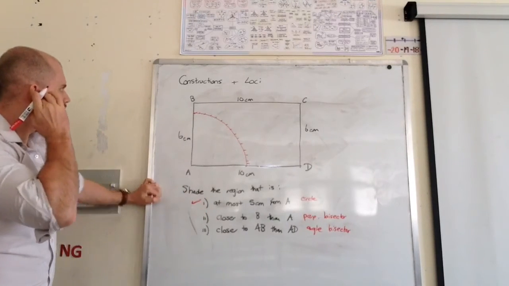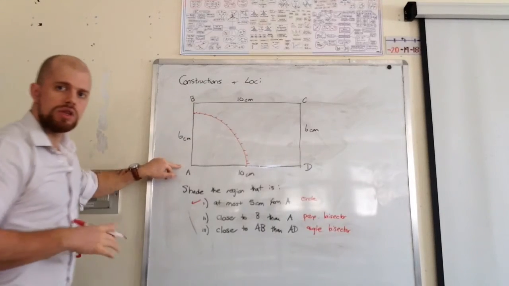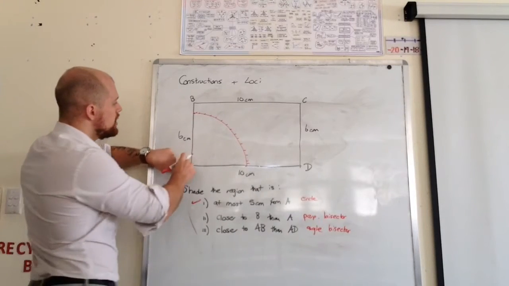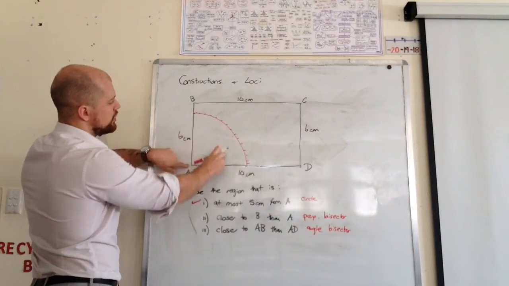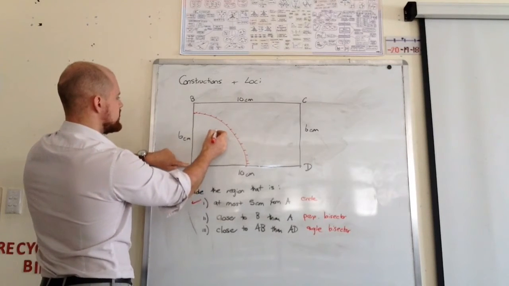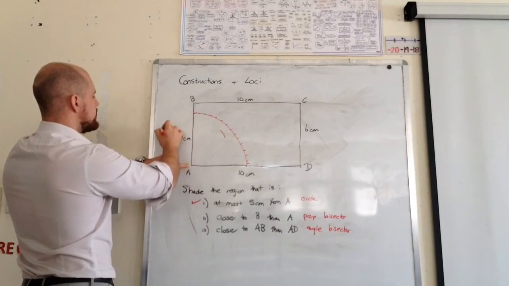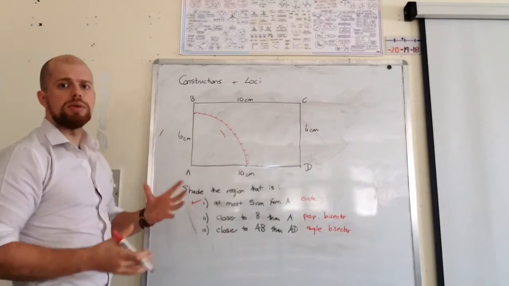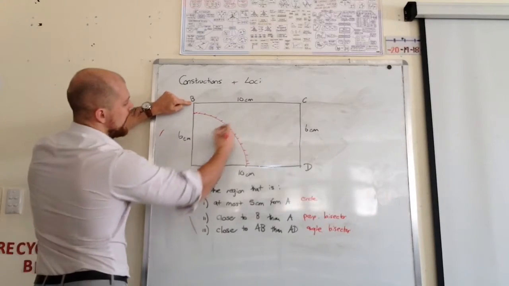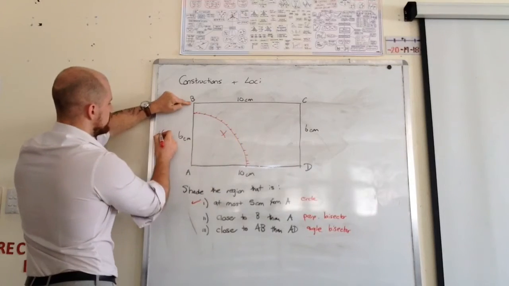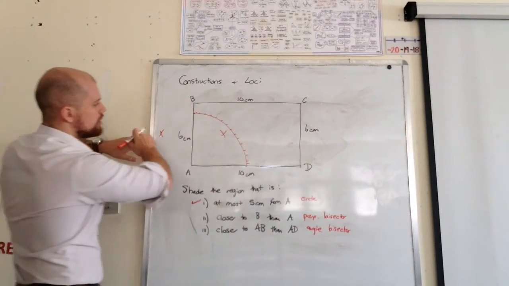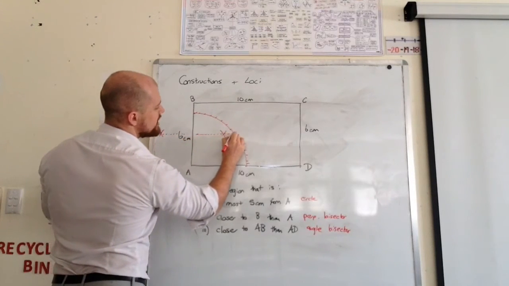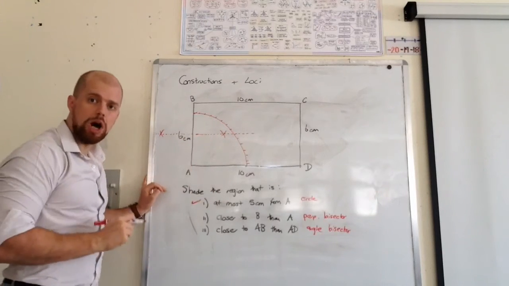The second one, I need to be closer to B than A. So I'll use my perpendicular bisector. Put the sharp bit of the compass on A, open it up more than halfway, and draw an arc. So the arc will be around here. Do the same with the other side. Again, using a compass, keep the compass open the same amount, put the sharp bit here, and draw an arc. The arc will be that. Now, join it together, and this gives you the perpendicular bisector.